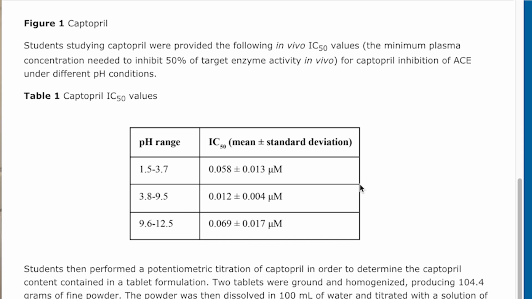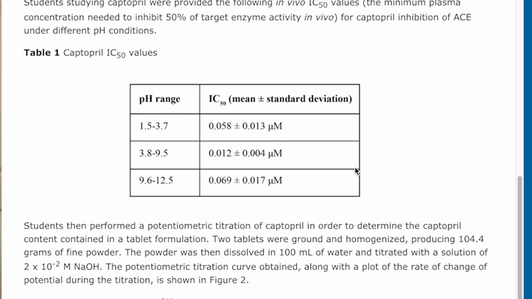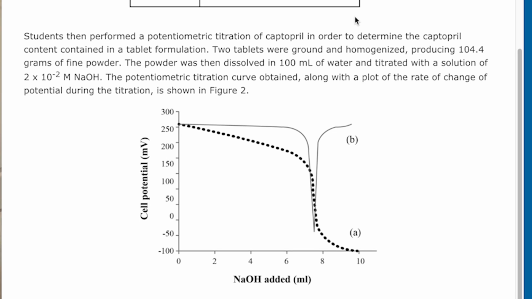Okay, so we're not done. The passage keeps going, right? We go into this actual graph of the potentiometric titration. Students then performed a potentiometric titration of captopril in order to determine the captopril content in the tablet formulation. 2 tablets were ground and homogenized, producing 104.4 grams of fine powder. The powder was then dissolved in 100 mL of water and titrated with a solution of 2 times 10 to the negative 2 molar sodium hydroxide.